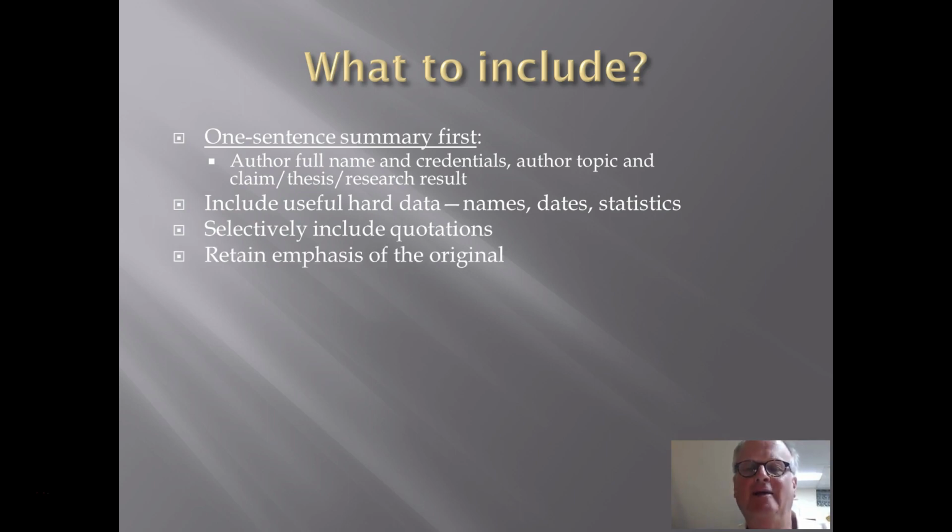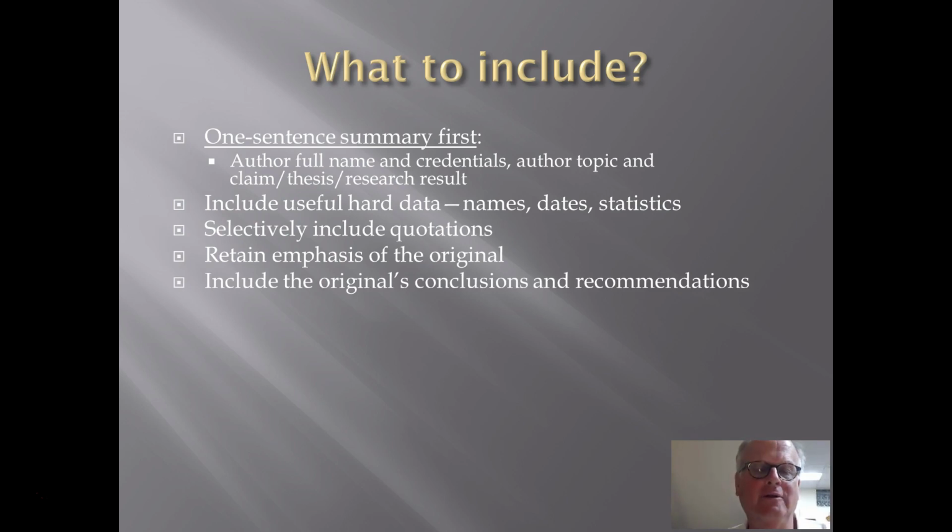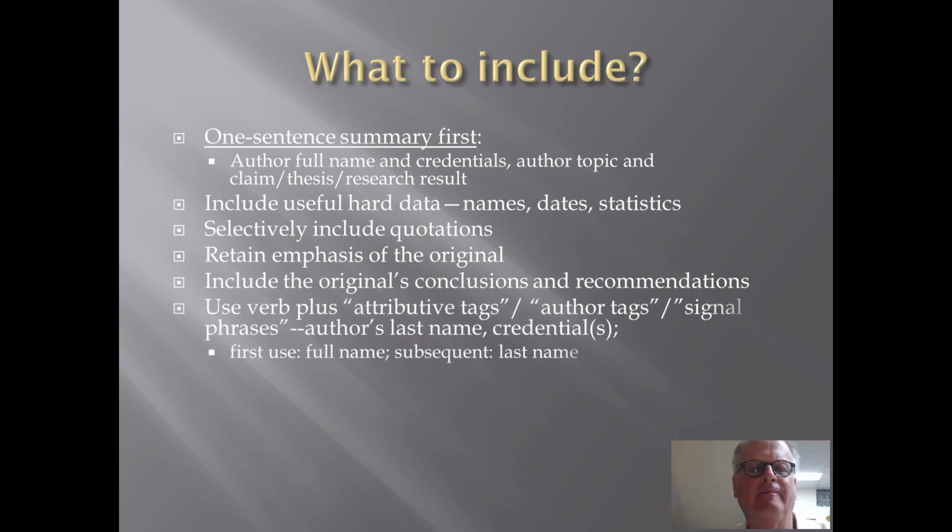You try to retain the emphasis of the original in the sense that if the author devotes 2 pages to a particular topic in a 6-page article, then maybe about 1/3 of your summary should be on that particular topic within that summary. You also try to include the conclusions and recommendations if the authors have included any. And that should probably come towards the end of your summary, just like it usually does in the original.